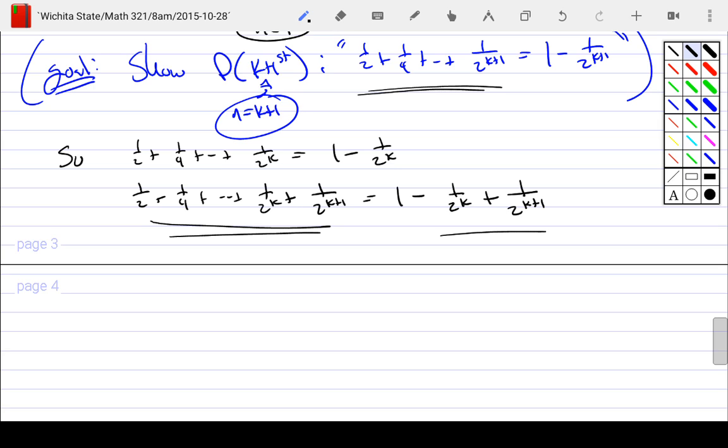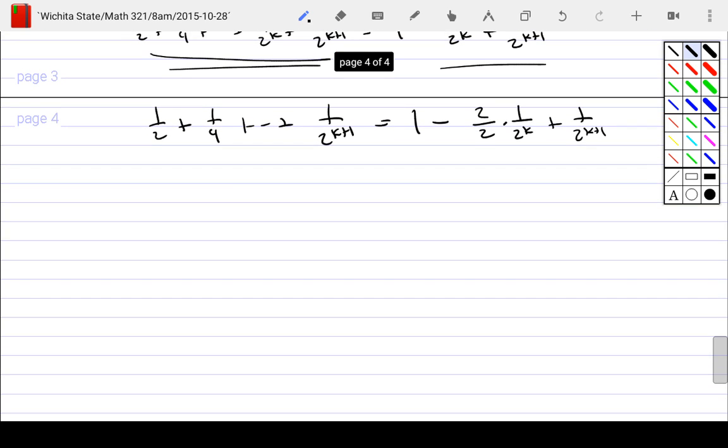So I could just take this guy here. So I have my 1 over 2 plus my 1 over 4 plus everything over 1 over 2 to the k plus 1 equals 1 minus a 2 over 2 times 1 over 2 to the k plus 1 over 2 to the k plus 1. Everybody okay with that? That's just a 2 to the k plus 1. So what do I have? Minus 2 plus 1, that's a negative 1. Negative 2 plus 1 is negative 1.